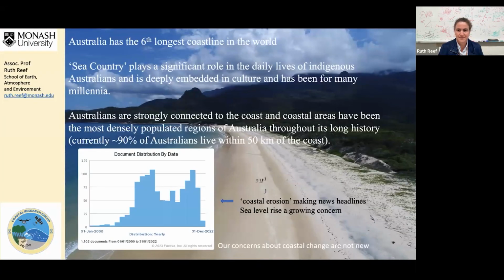So Australia is a coastal nation. I'm sure many of you are aware. We go to the beach a lot. It has the sixth longest coastline in the world. So those of you out there in management are very aware of the size of things we need to manage.